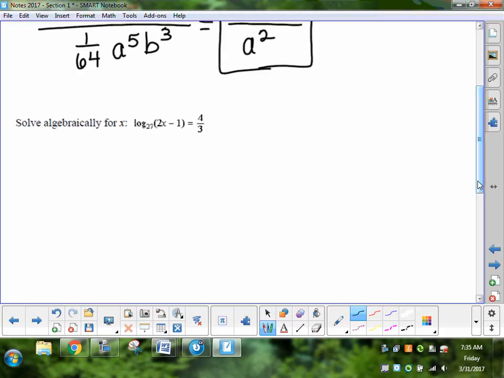Next one up, we need to solve algebraically. So, Chloe, what are you going to do to solve that one in the middle? Good. So what's that going to look like when you put it in exponential form? No?